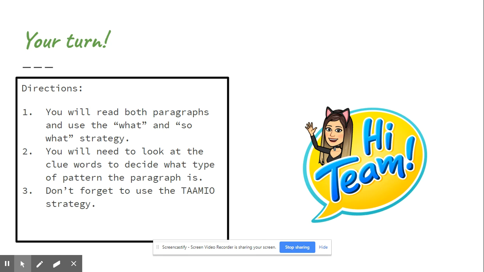So now you are going to read another passage, and you're going to do the strategy on your own. Make sure that you're looking at clue words, so you're deciding what to put in there when you're using the TAMIO strategy. So don't forget to use the strategy, because it is going to make it easier when you are eventually writing summaries on your own. And remember, it's something that's eventually going to be tested, so make sure that you understand how to use the TAMIO strategy.